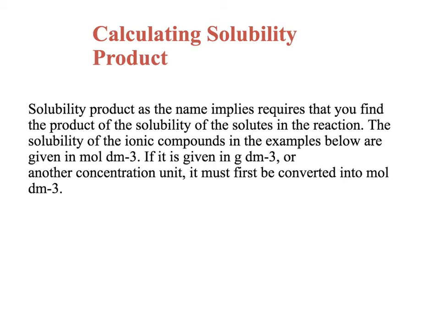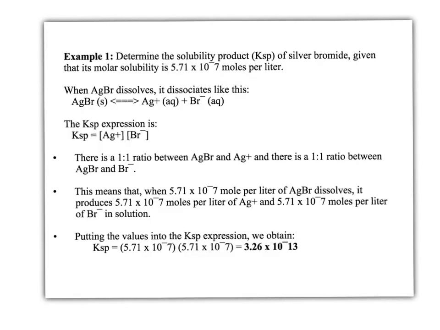The next one is calculating the solubility product. As the name implies, it's just finding the product of the solubility of the solutes in the reaction. So, examples. You're asked to determine the solubility product of silver bromide, and the molar solubility given is 5.71 times 10 raised to the power minus 7 for silver bromide.